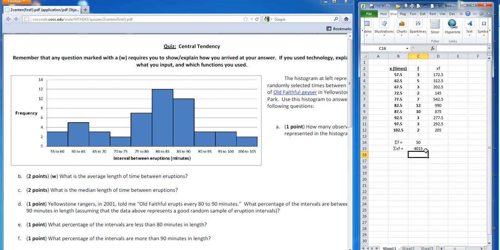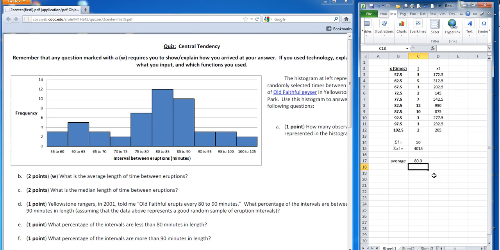So if you add up all of those guys right there, that's the total number of minutes that we waited between eruptions in this set of observations. So your average is going to be equal to this guy divided by that guy. So it's going to be equal to that divided by that, which ends up being 80.3 minutes. I didn't tell you what to round to, so don't worry about it. If you said 80, if you said 80.3, it's all good.